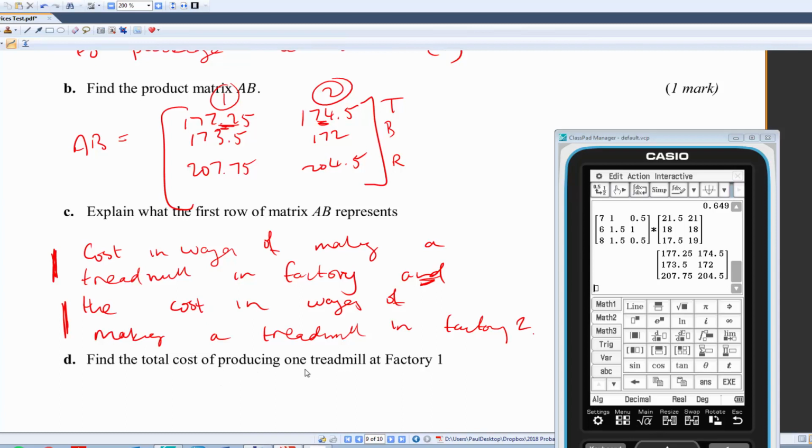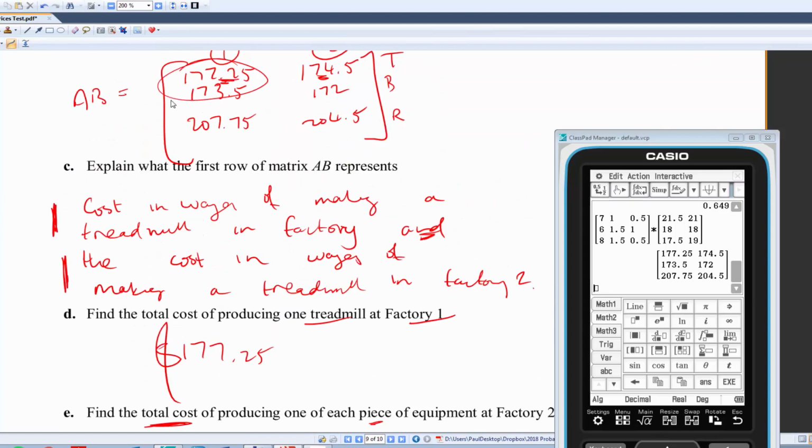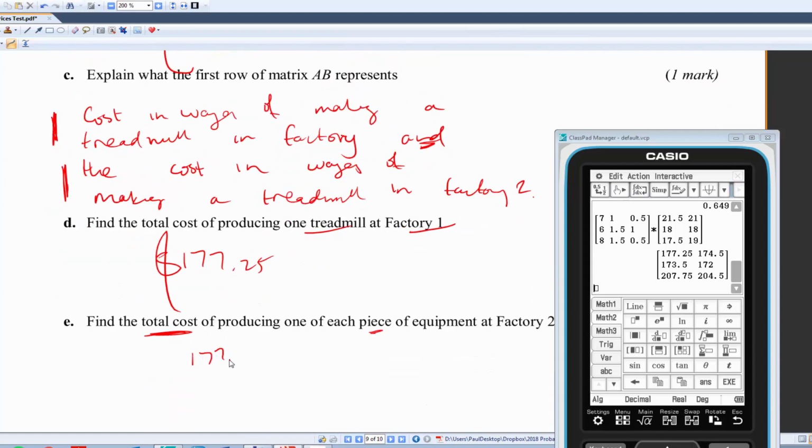Right, the total cost of producing one treadmill at factory 1 is $177.25. Find the total cost of producing each piece of equipment at factory 2. So the key wording is total cost. So it was the addition of this, this, and this. So we're going to go 177.25 plus 173.50 plus 207.75. And look, I'd need to do this on the calculator, but I actually remember the answer. It's $551.